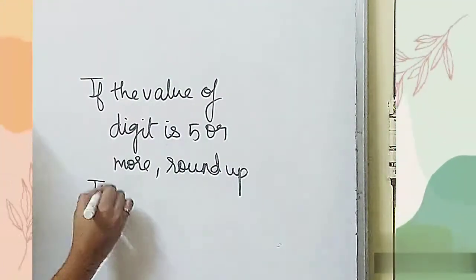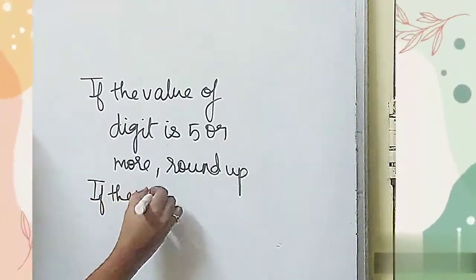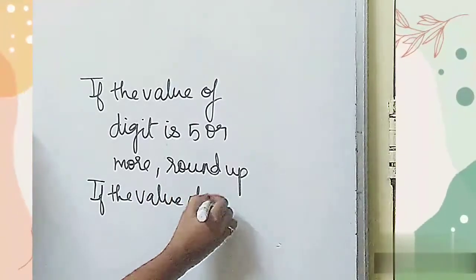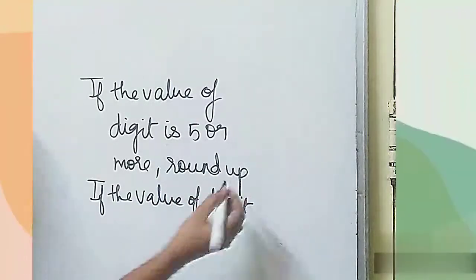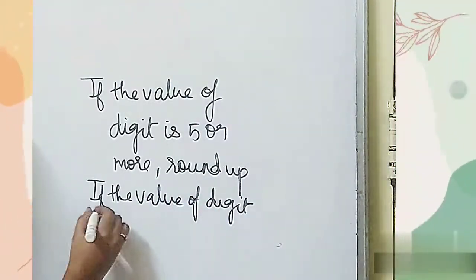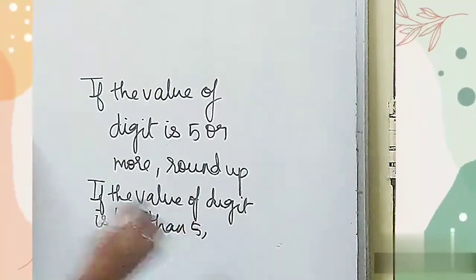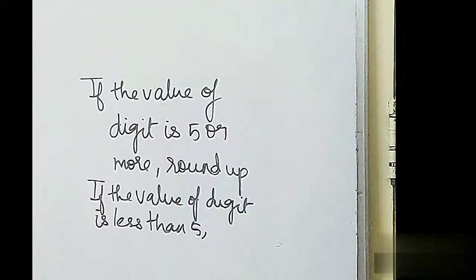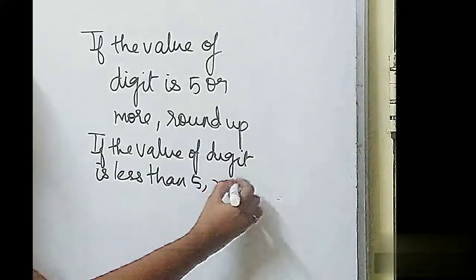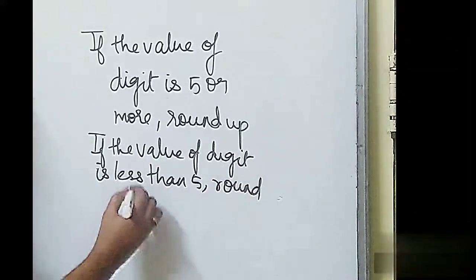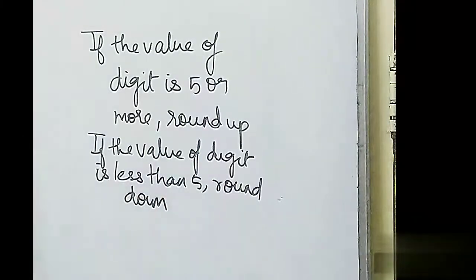If the value of the digit after the point, or where you are, is less than 5, then you have to round down. Round down means actually you have to... understood. You just note down this rule, students. This is a very important one.